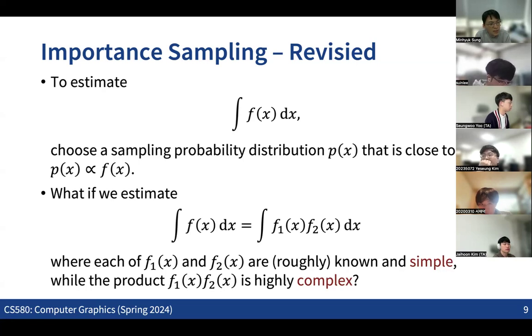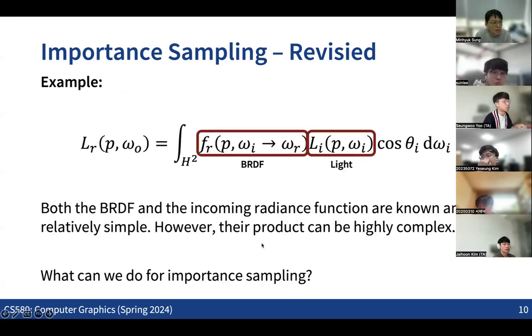So for these kinds of cases, what is the best way to do importance sampling? A real example of this case is in our rendering equation. If we go back to the rendering equation, we can see that it can be seen as taking the integral of the product of the BRDF and the light source, the incoming radiance function, right?